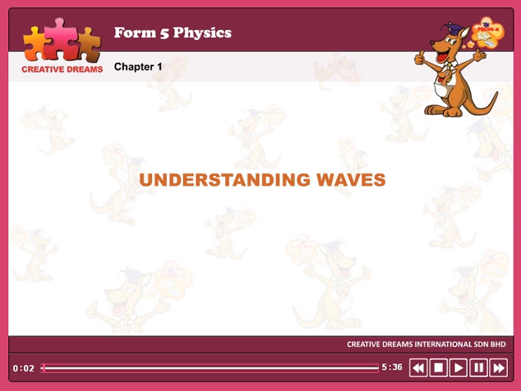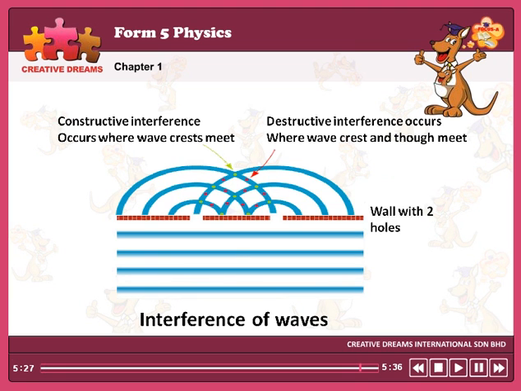Destructive interference occurs when the crest of one of the waves overlaps with the trough of the other wave, with the result that the resultant amplitude is zero. The diagram shows the interference of the wave where constructive interference and destructive interference occur.